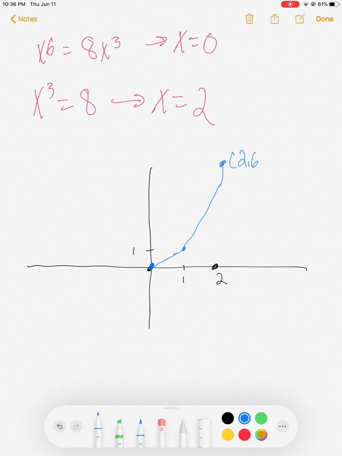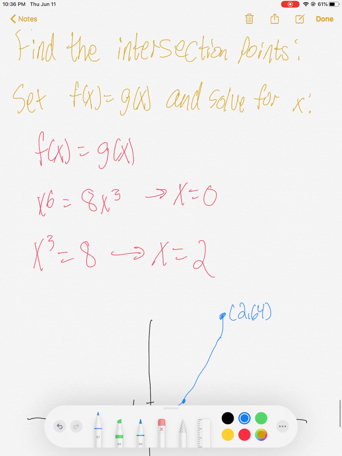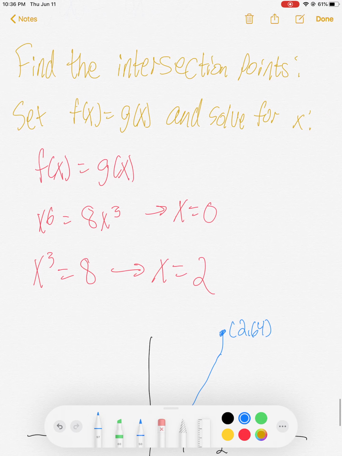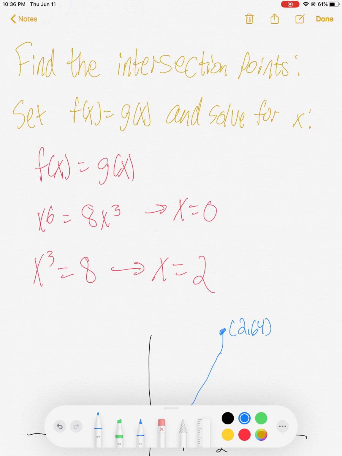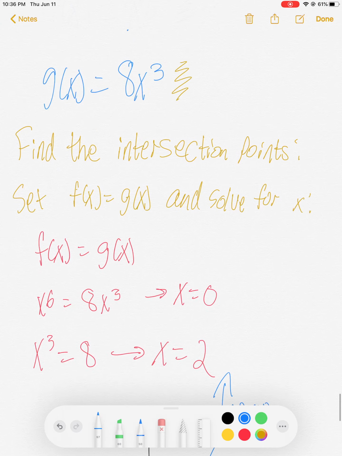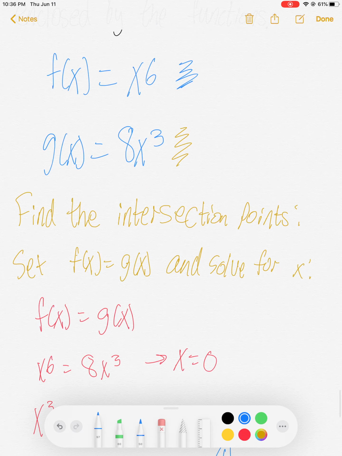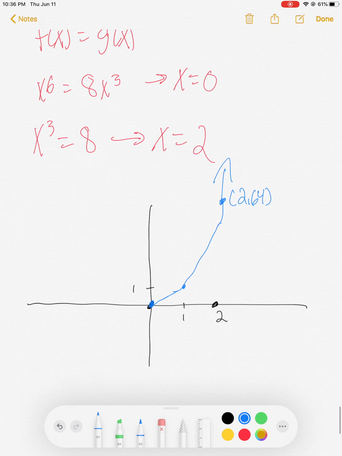And whenever I plug in x equals 2, 2 to the 6th, that's 64. It's perfectly fine if you do not know that. So this thing really blows up. It's like way up there. This is 64. Now if I plug x equals 1 into g of x, in fact, it keeps going.